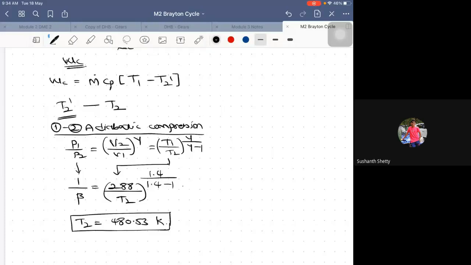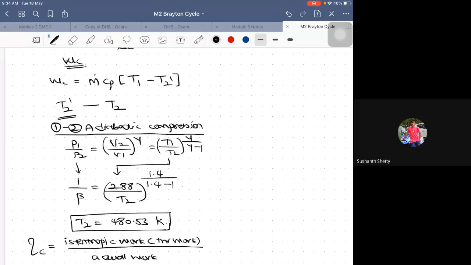480.53. Now, since the value of T2 is known, what you have to do is use compressor efficiency. What is compressor efficiency? It is the opposite of turbine efficiency. It is isentropic work, or theoretical work. This is also called theoretical work, divided by the actual work.